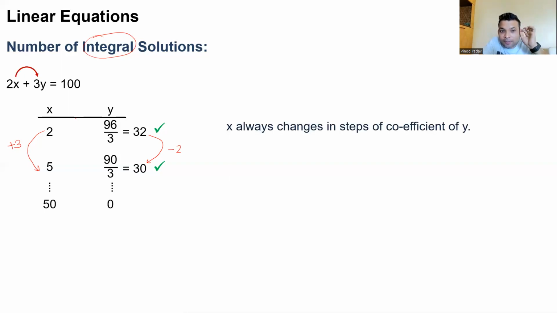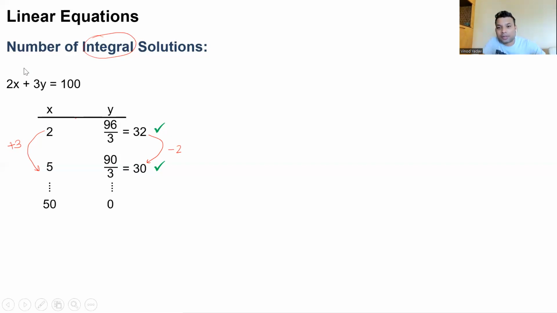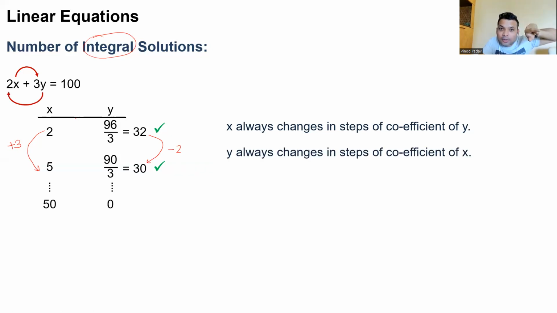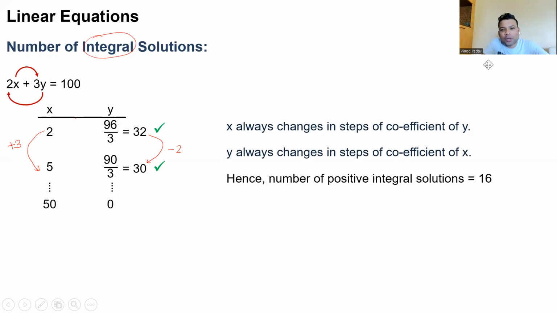x changed by 3, which means x changed by a value which was the coefficient of y, isn't it? And y changed by a value which was the coefficient of x. And there was a plus sign in between. So we saw opposite behavior. Opposite behavior means when x increased, y decreased. I'll tell you the reason for this also. There's a nice logic behind this. That is nothing but slope. Okay, slope.